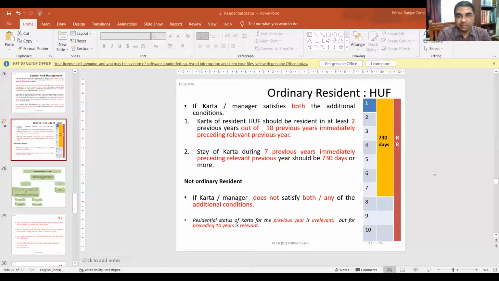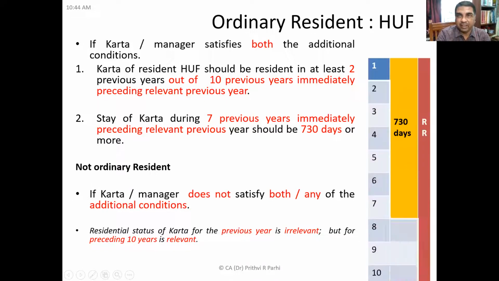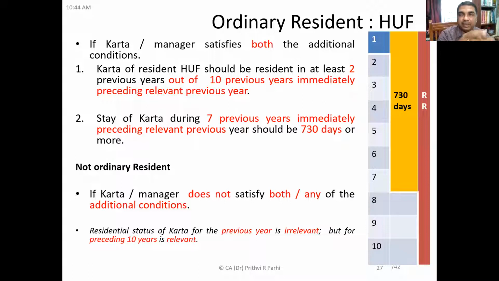We are discussing the residential status of HUF. And this is what we have understood: that an HUF can be resident in India or non-resident in India. And once it is resident, depending upon the Karta's number of days of stay or his residential status, we can also classify it as ordinarily resident or not ordinarily resident.